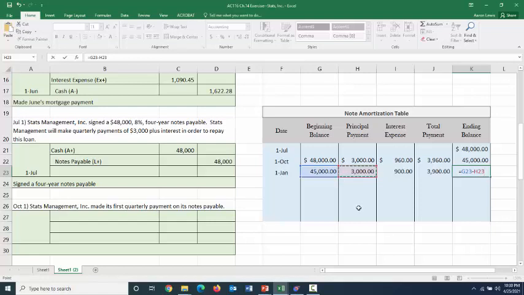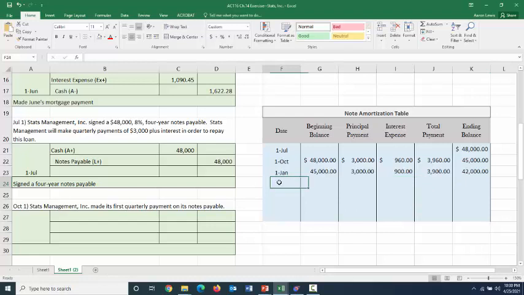We just paid off another $3,000 of principal. Now our debt's down to $42,000. If we made a payment on January 1st in their quarterly payments, we know another one 3 months later, which means that payment is going to be on April 1st. And on April 1st, we will have owed $42,000, our ending balance from the prior period.